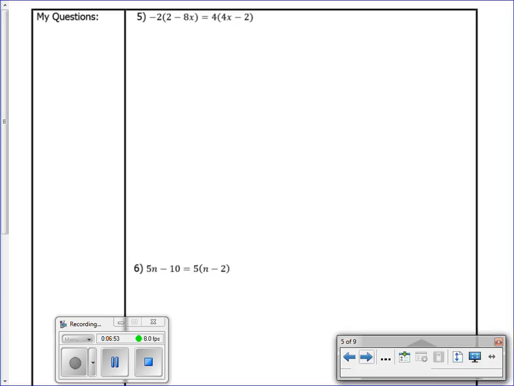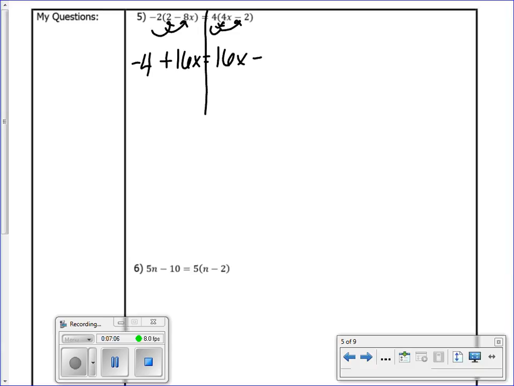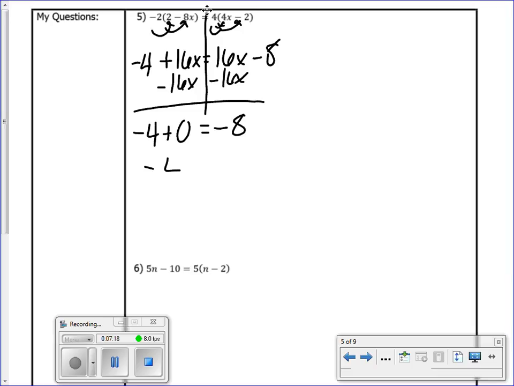Number 5, again, we distribute. Negative 2 to the negative 8x, 4x to the negative 2. Negative 4 plus 16x equals 16x minus 8. Letters left, so subtract 16x. Negative 4 plus 0 equals negative 8. Negative 4 equals negative 8. This is not true, so your answer is no solution.